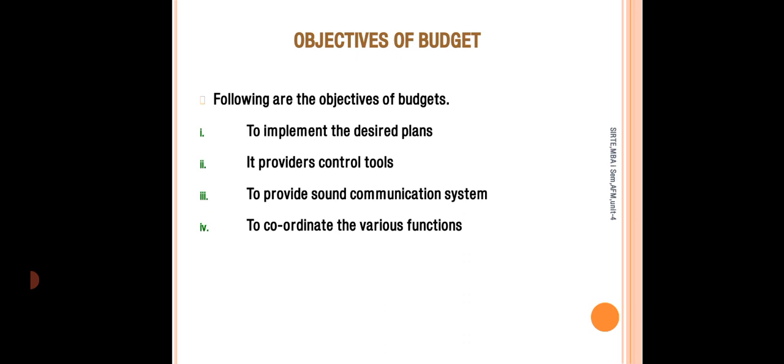Budget is part of planning, where you are deciding the future expenses. It provides control over the activities. It provides a sound communication system where you have decided all the expenses and you communicate to the person in charge of that. You will communicate to the management, to the authorities who are in charge, whatever expenses are going to be incurred in future.